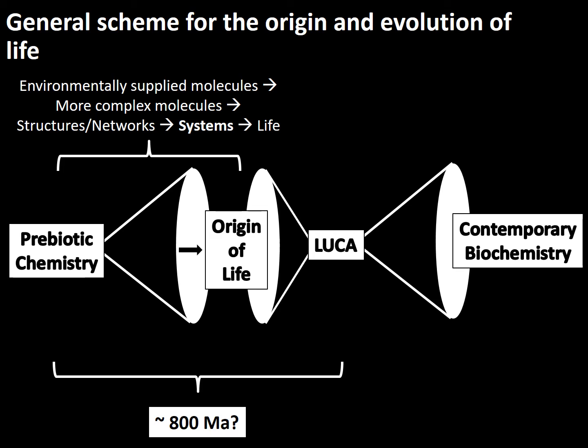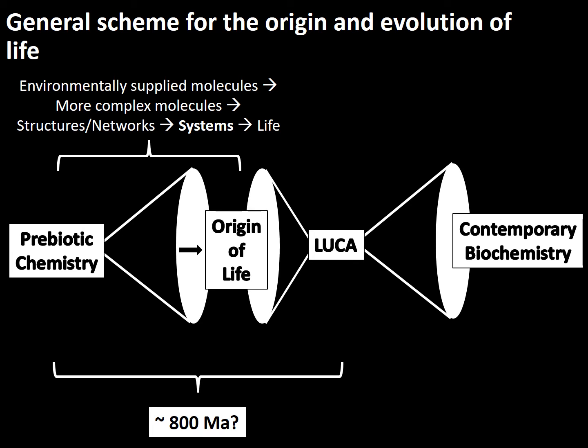So here's a general scheme for the origin and evolution of life. We believe that some set of environmentally supplied molecules gave rise to more complex molecules, over time to structures and networks, perhaps then to more integrated molecular systems, things that were having feedback control over each other, and ultimately to something we could agree upon as being living. So here we have prebiotic chemistry contributing to this process of the origin of life.